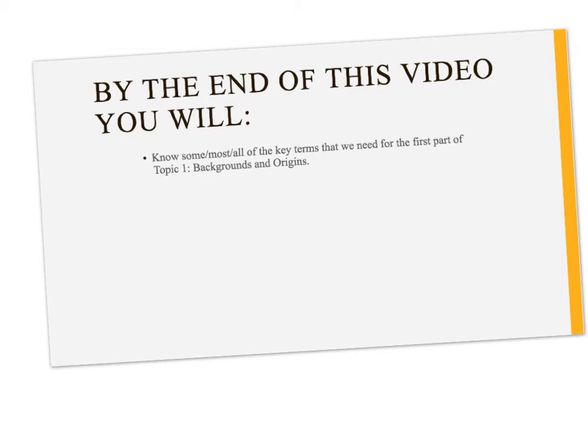So by the end of this video, you will have learnt some of the key terms that we need for the first part of topic 1. Topic 1 is called Backgrounds and Origins. It's the first chapter in your OCR download, but it's a huge topic, so we're just going to focus on the first section of that topic for now, and that is the bit on the historical and geographical background. We'll come back to the religious background later on, so just focus on historical and geographical background when you're doing your reading later on.